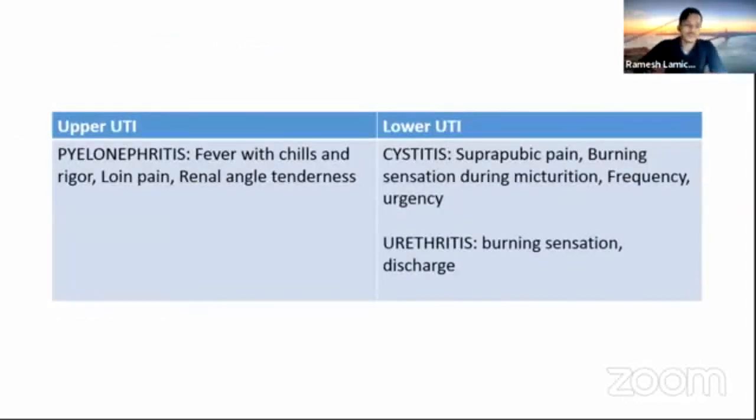There is one written question: what is the difference between upper UTI and lower UTI? Upper UTI means pyelonephritis, as you already know. Lower UTI is cystitis or urethritis. Upper UTI features high fever with chills and rigor, loin pain, and renal angle tenderness. In lower UTI these will not be there; there may be a mild fever, but not much. In cystitis the symptoms are frequency, urgency, and burning sensation during micturition, and urethritis presents with discharge. So this is the difference between upper and lower UTI.